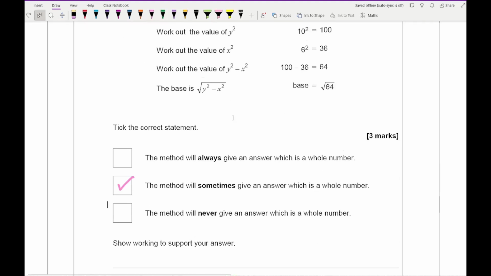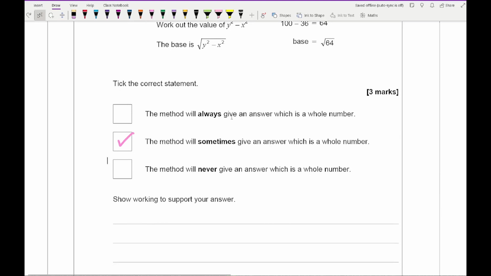Now for this, all we need to do is just give an example of where the base would be a decimal number. So if y was 20 and x was 3, then the base squared, I should say, is going to be 20 squared minus 3 squared, not cubed.